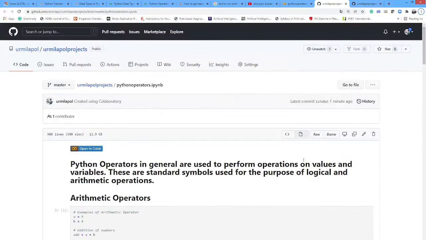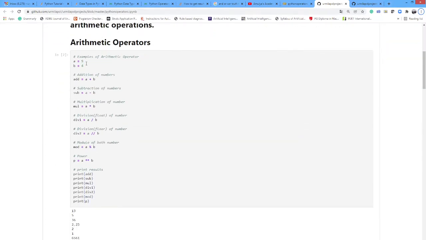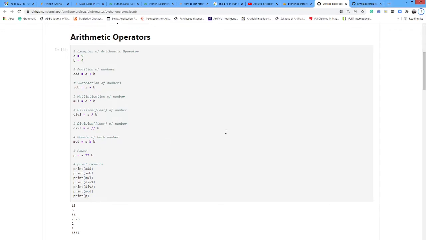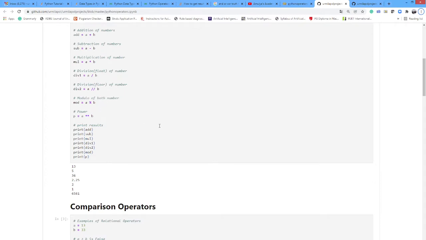See one by one. Arithmetic operators. Here see the examples of arithmetic operators: plus, minus, multiplication, division, floor division of numbers, modulo of both numbers, and power.